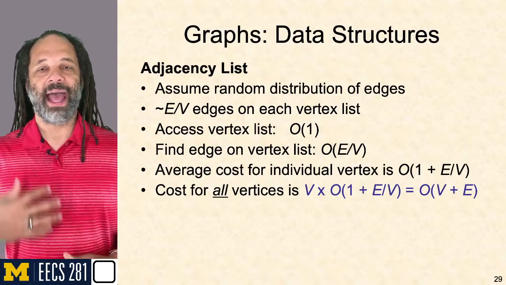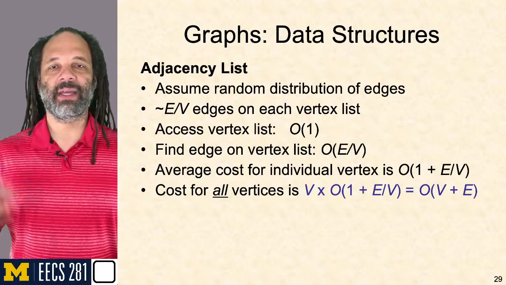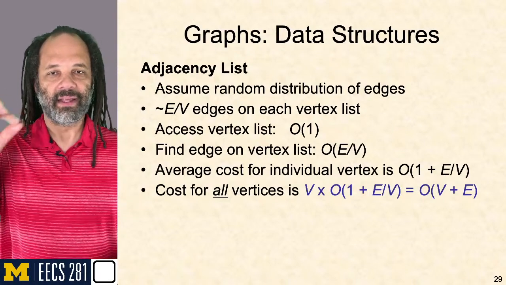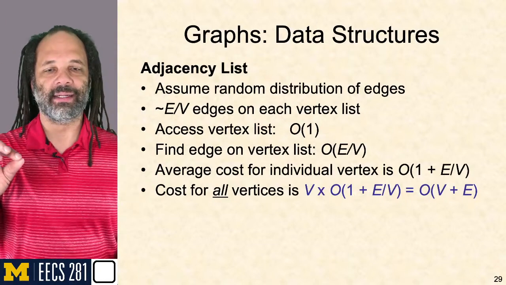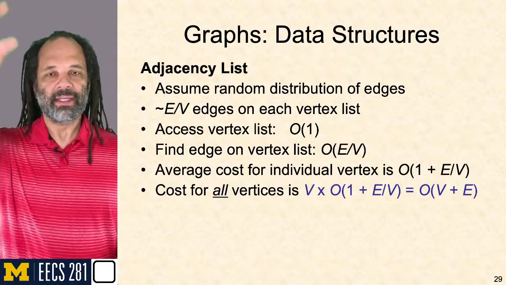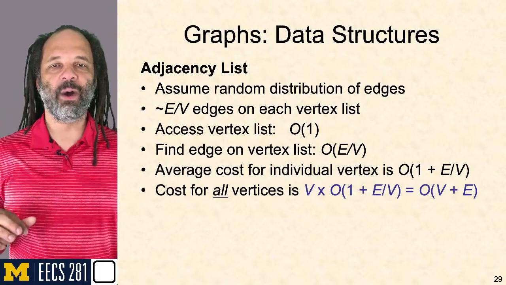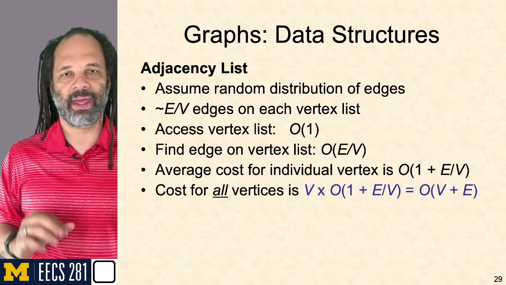So now, as I try to figure out, is there connectivity between A and B, what does it cost me to get there? Well, first I've got to access the start position. I can get there in constant time, let's say the big O of 1 there, to get to the head of that list. And then I may have to look at as many as E over V items in there. And that's my average case.